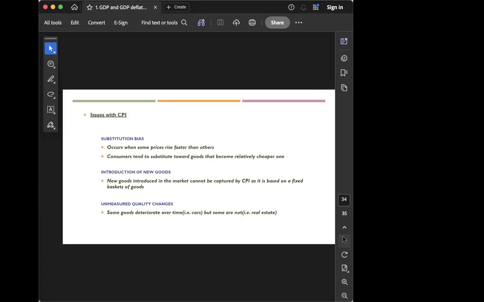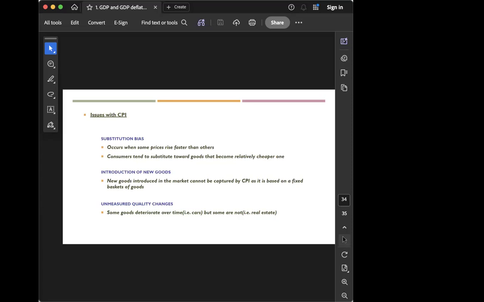Consumers do not always buy the same basket when prices change. For example, if beef becomes much more expensive, consumers may buy more chicken or something else, right? But CPI still assumes consumers are buying the original amount of beef, so it can overstate the increase in the cost of living. That is one of the issues.